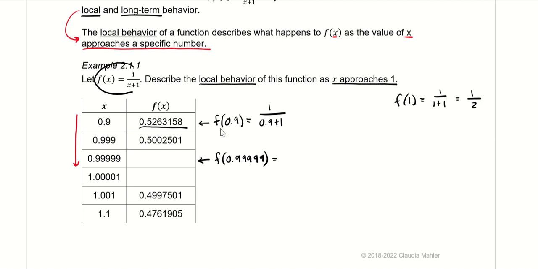0.99999, which, just like we did up here, I'm going to plug in that 0.99999 every place I see an x in my function. So this is 1 over 0.99999 plus 1. And if we calculate that, we would get 1.500002, just rounding to the same number of decimals as I've got in these other boxes, just for consistency's sake.